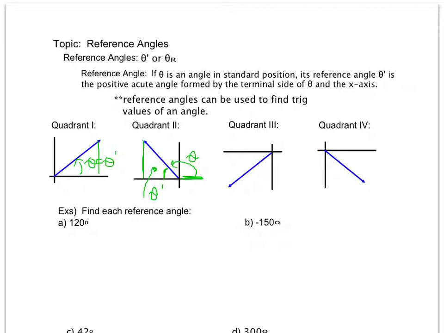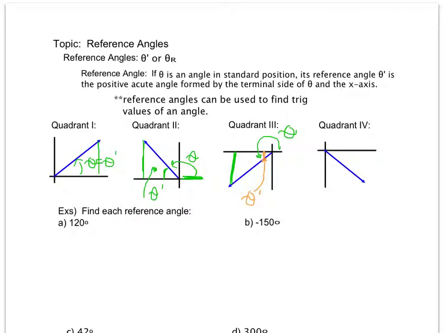Similarly, in quadrant 3, how did I get there? I started in standard form and I rotated all the way over. There's my theta. I cannot make an acute right triangle with the x-axis using that angle. However, if I take my terminal side and go up to the x-axis, notice that, and let me try to change colors here for this one, this little angle right here is going to be an acute angle made with, again, the x-axis. So that is going to be my theta prime.